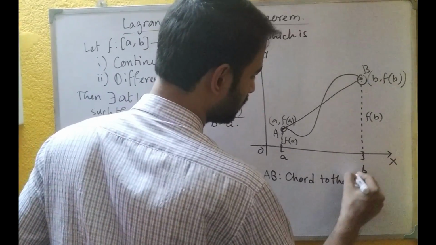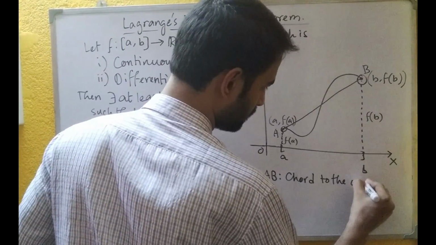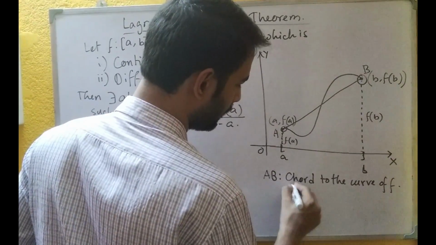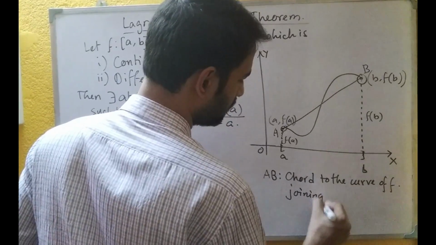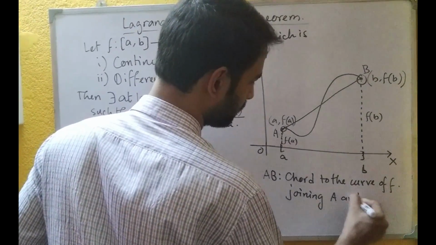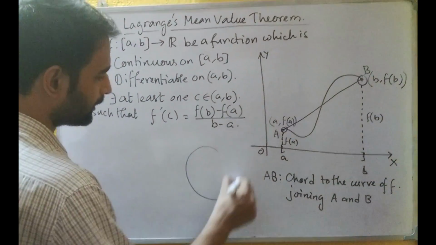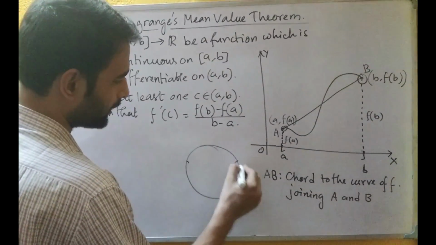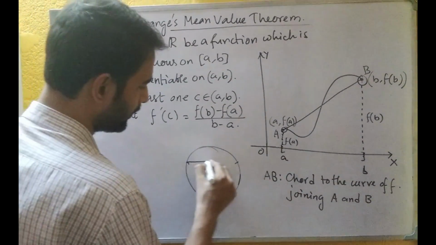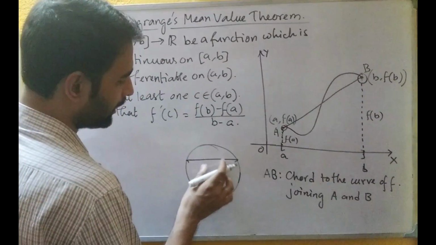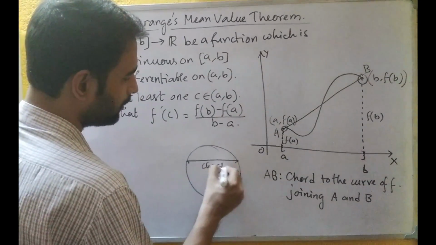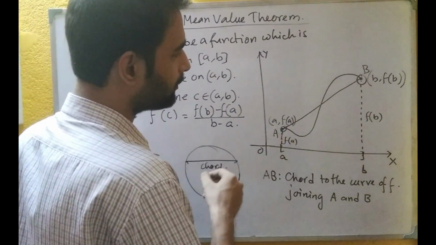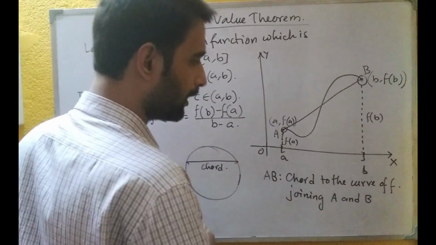This line AB is called the chord to the curve of f joining A and B. Remember, when we are drawing circles, any 2 points on the circle can be joined, and the line we get is called a chord. The same concept is here. If you join any 2 points on a curve, you will get a chord to the curve.